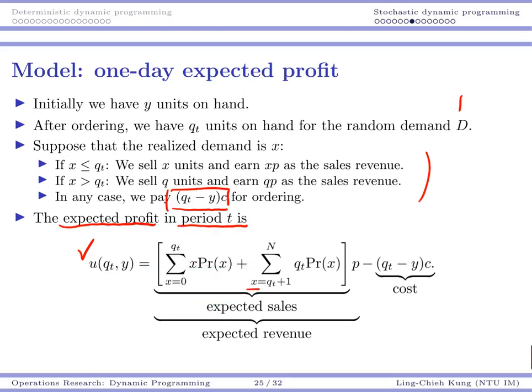The second part is that your demand may also be greater than QT, greater than your inventory amount. Then whatever you have, you're going to sell all of them. And again, different X have different probability to realize. Then that's again some expectation you need to handle. So here, this is the expected sales.